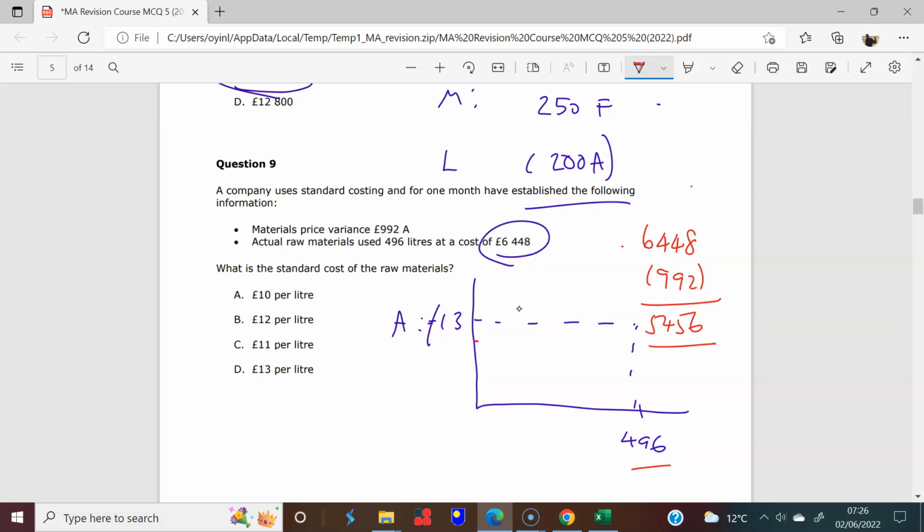So you should have spent something here. And the question here is, what is that? That's 5,456 divided by 496, which is 11 pounds, right? And so your answer there is C.